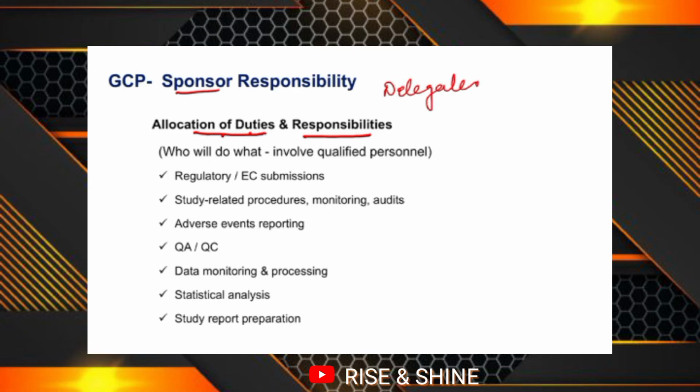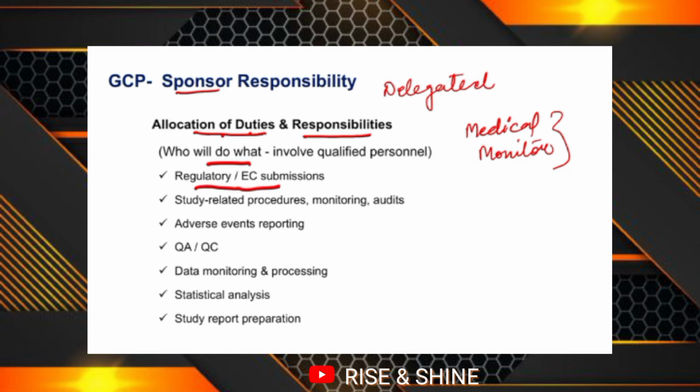So who will do what, and what should be the qualification? If there is a medical monitor role, the sponsor has to ensure that the person is medically qualified, or maybe a PharmD. So the person should be medically qualified if they are choosing according to the job.